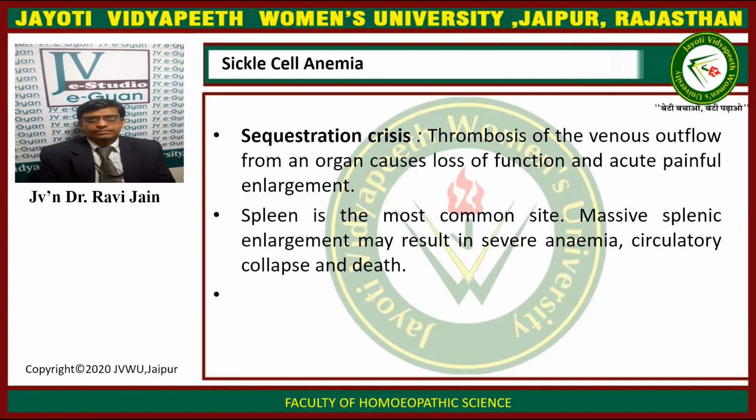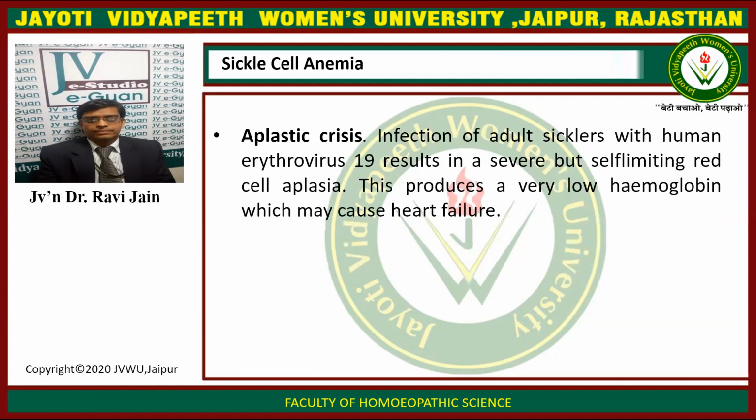Next is the sequestration crisis, that is thrombosis of the venous outflow from an organ that causes loss of function and acute painful enlargement. The spleen is the most common site, and massive splenic enlargement may result in severe anemia, circulatory collapse, and death. Last one is the aplastic crisis, with infection of adult sicklers with human parvovirus B19 that results in severe but self-limiting red cell aplasia. This produces a very low hemoglobin, which may cause heart failure.